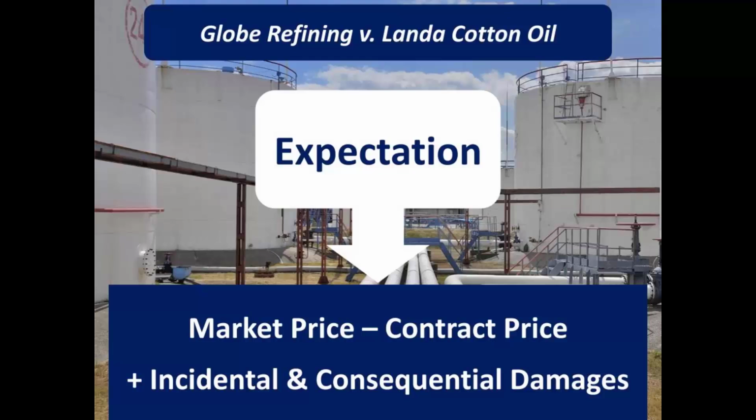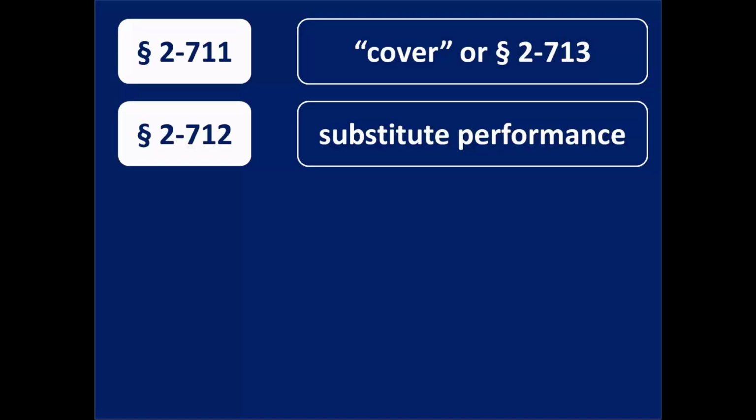The relevant sections include Section 2711, which provides for cover, or remedies under 2713. We learn in Section 2712 what cover means. It's a transaction in which the promisee obtains substitute performance. If the promisee chooses not to obtain cover, then he's left with the remedies under Section 2713.